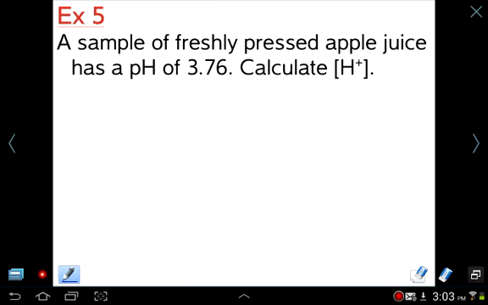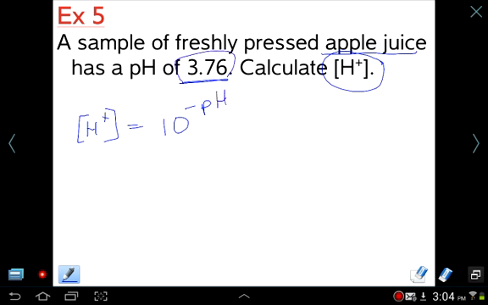So we have some freshly squeezed apple juice for your enjoyment as you are listening and discovering the concept of pH, and that has a pH of 3.76. So we would like to know, how much H plus is there in this apple juice? Let's plug this into our equation. Our equation says that H plus is simply 10 raised to the negative pH. Well, our pH is 3.76, so 10 to the negative 3.76.